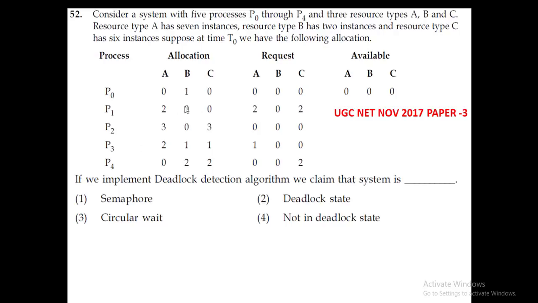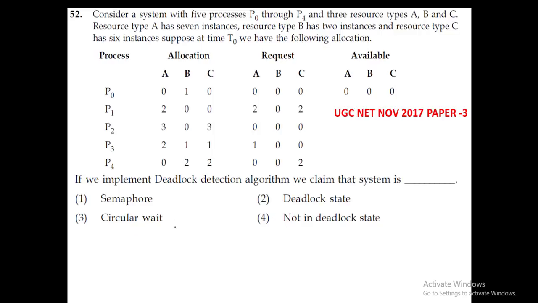And the future request of process P0 is 0 0 0, and the future request of P1 is 2 instances of A, 0 instances of B and 2 instances of C, and the future request of process P2 is 0 instances of all the resource types, and so on, right? Now at the same time the system has the available resources 0, 0, 0. Now if you implement the deadlock detection algorithm, we determine whether the system is in a deadlock state or not in a deadlock state.